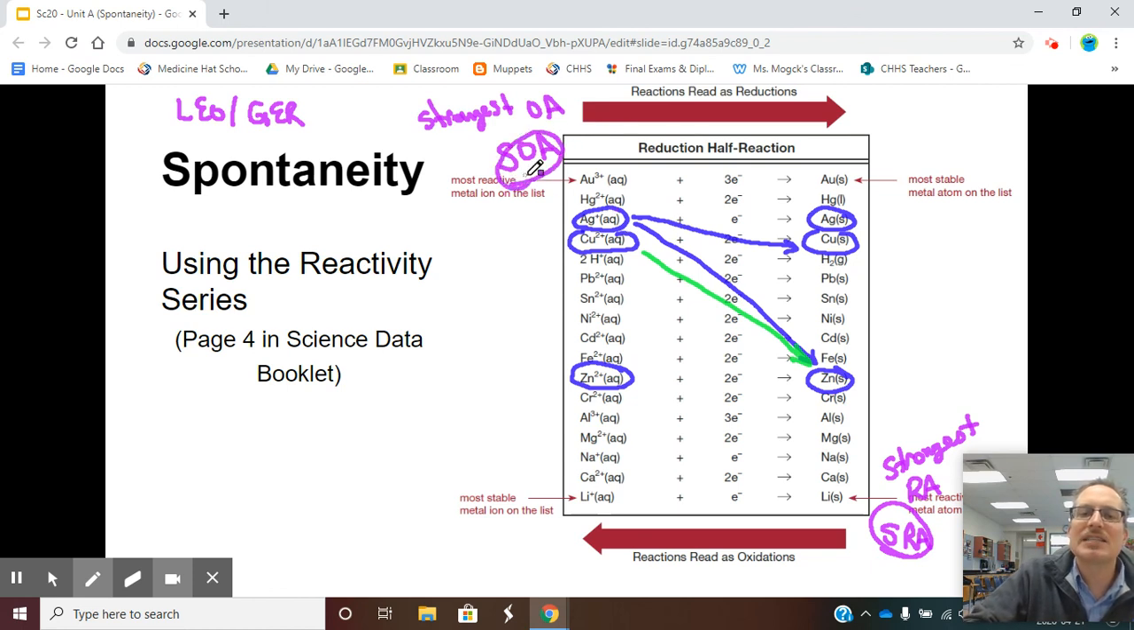Strongest oxidizing agent, top left corner. I really, really, really badly want you to write that onto your table. SOA, top left corner, SRA, bottom right corner, which means if we have a stronger oxidizing agent than we have a reducing agent, it's going to go downhill and you saw a reaction. We will call that spontaneous.